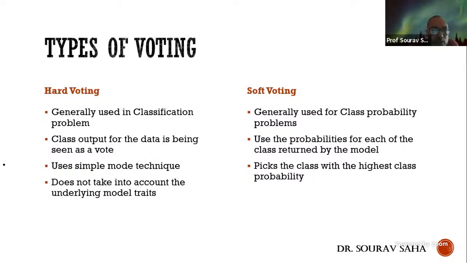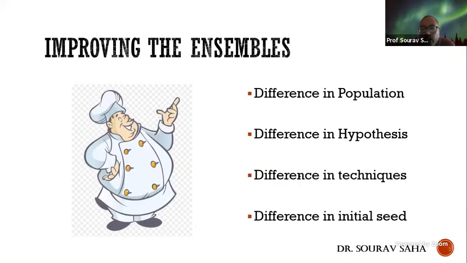Hard voting uses nothing but a simple mode technique or a majority, right? But soft voting takes into account many other things, like class probabilities. Probabilities are being used, so the class with the highest probability is the one that we use.